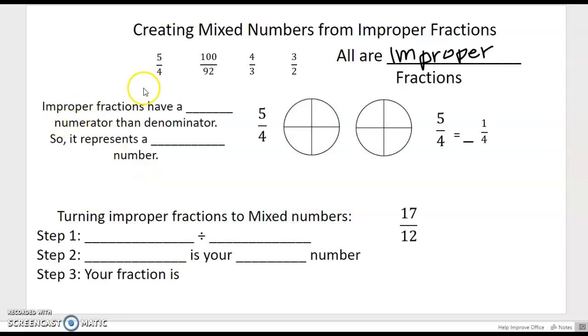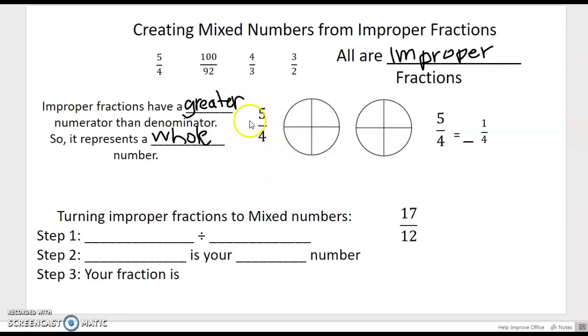You probably have noticed that the numerator is larger than the denominator. So improper fractions have a greater numerator than denominator. So it represents a whole number. And I will show you what I mean.